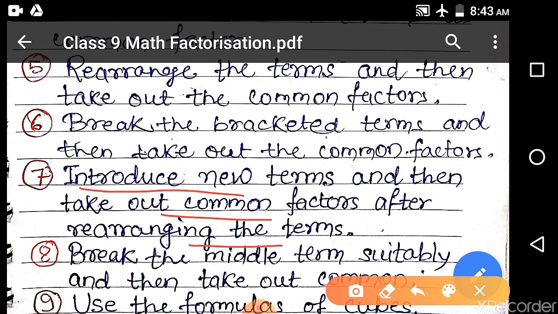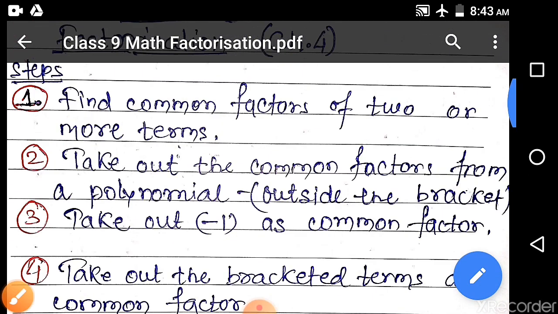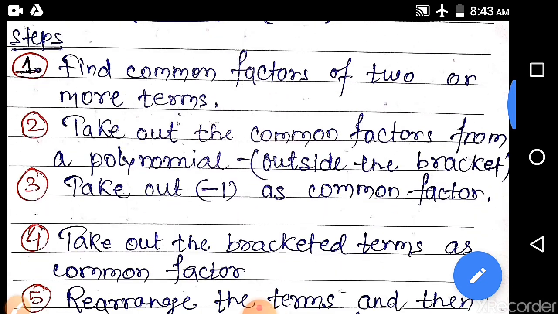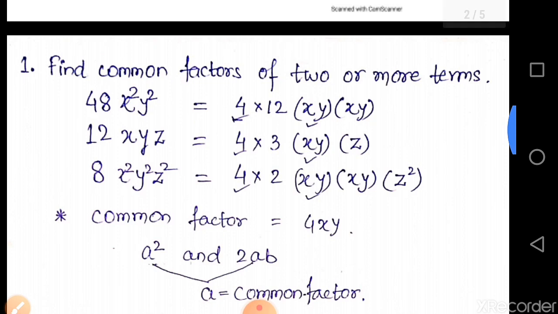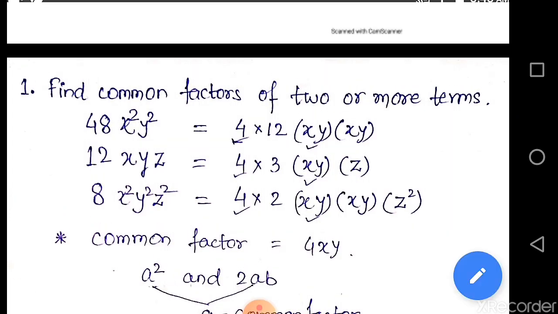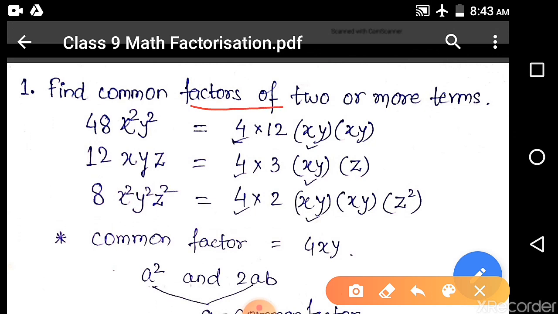Now come to the first step, to find out the common factor of two or more terms. We start from here. Here I have mentioned three terms: 48x square y square, 12xyz, and 8x square y square z square. First, for this 48, I have factorized 48 as 4 into 12 into x into y into x into y, as you can see. Now this is the proper factorization of this term only.